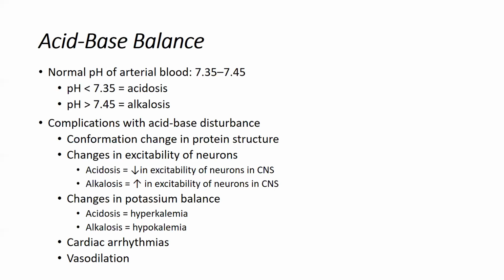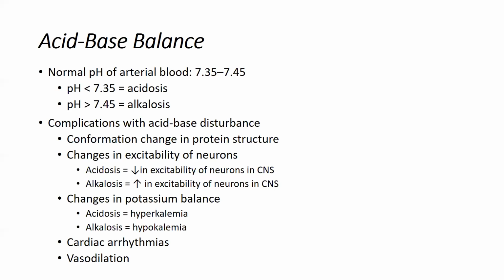If we go below 7.35, we get what's called acidosis, or an acidic state in the body. And if we go above 7.45, we get a more alkaline environment. We get into alkalosis, or a basic environment. Right? The opposite of acidic would be basic.